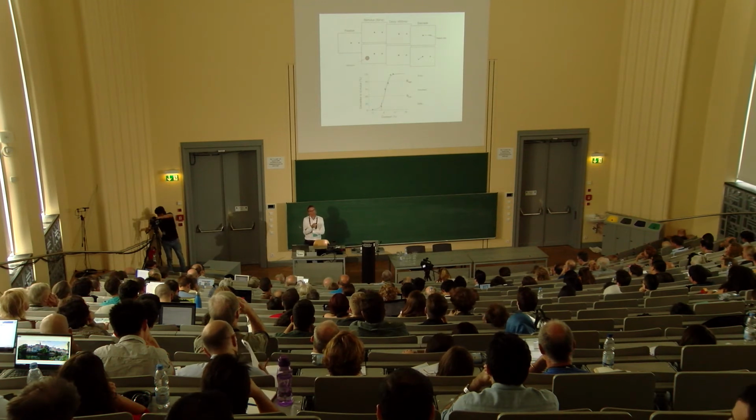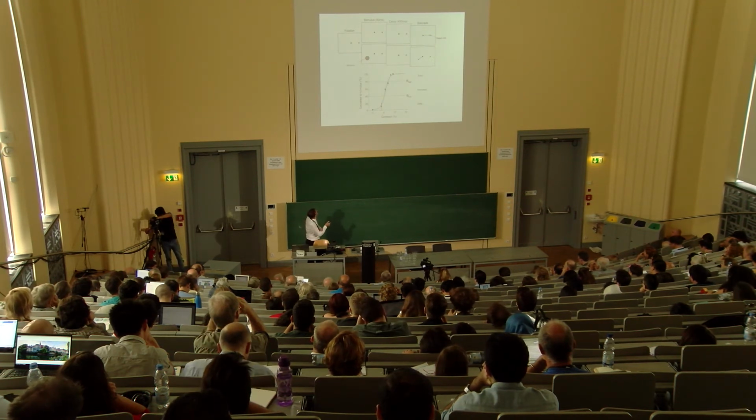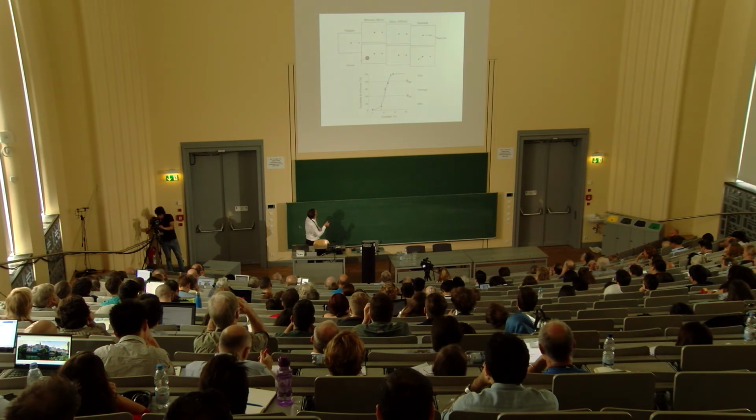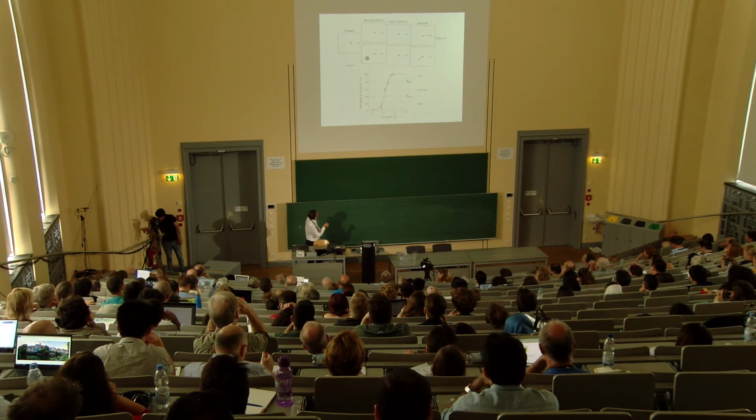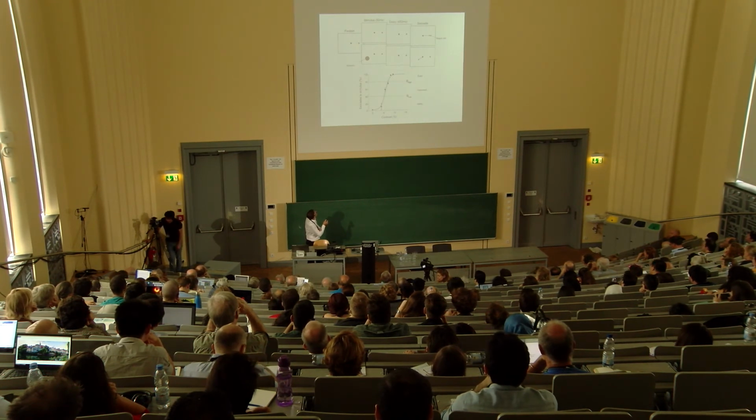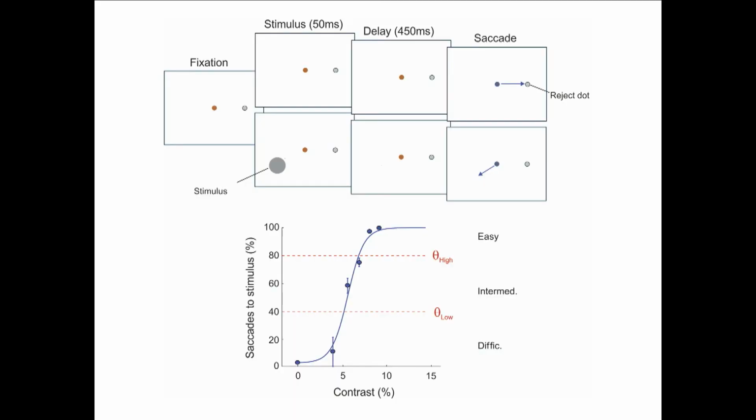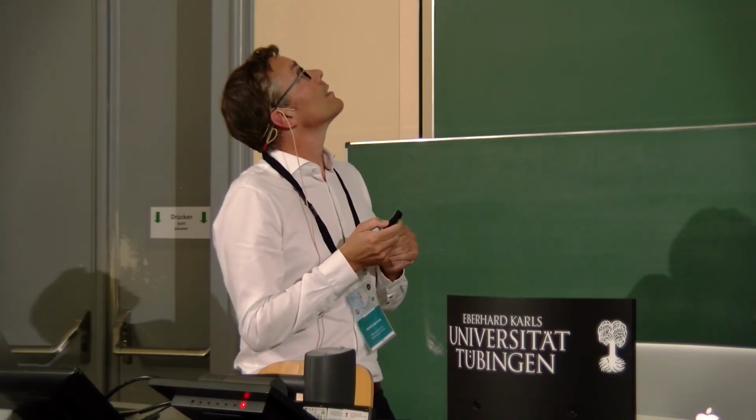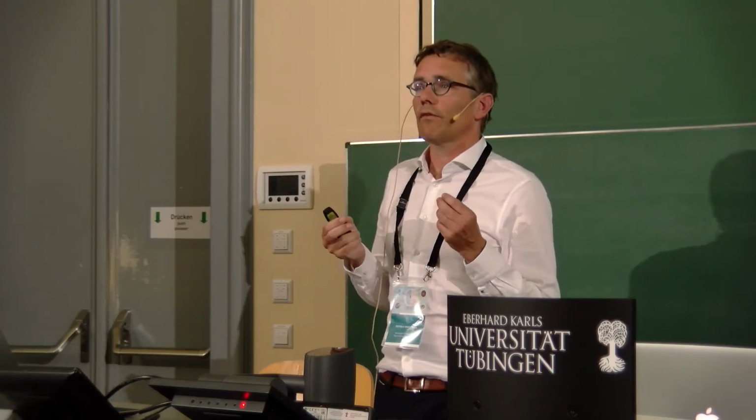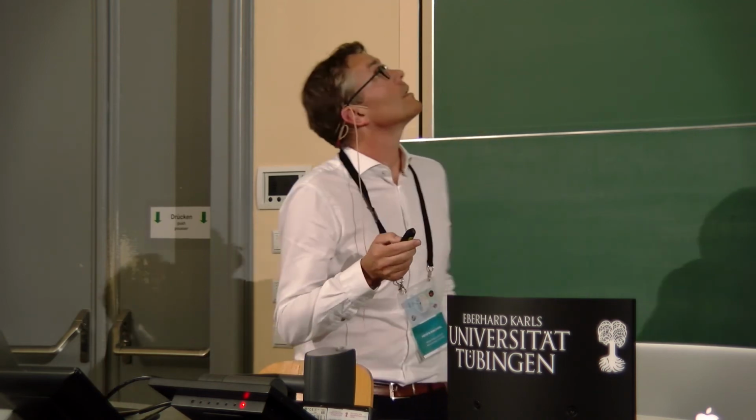We have the animals on a staircase, so you vary contrast, and you get, of course, a very well-behaved contrast response function in behavior. We have two thresholds here. One threshold is where the animal reaches 80% correct. If the stimulus is easier than that, we call it an easy stimulus. The second threshold is at 40%. If the animal is below that, we call it a difficult stimulus, and in between we call it a stimulus of intermediate difficulty. Then we recorded from area V1, V4, and frontal eye fields.